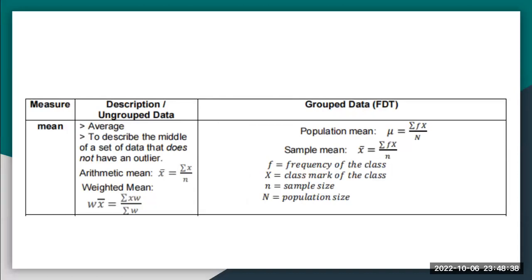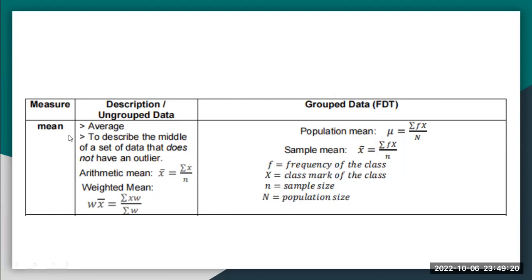Okay, so let's have first the mean. This is the second column. This is how you compute the mean for the ungrouped data. Tapos dun sa last column, this is how you compute the mean for grouped data. So, ano ang pagkakaiba ni ungrouped sa ni grouped? Si ungrouped, yun yung parang activity ninyo sa frequency distribution table, yung i-arrange ninyo from lowest to highest. So, given set of data pa lang siya, hindi siya naka-arrange. But if it's grouped data, naka-frequency distribution table na siya.